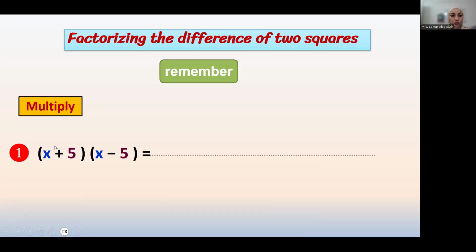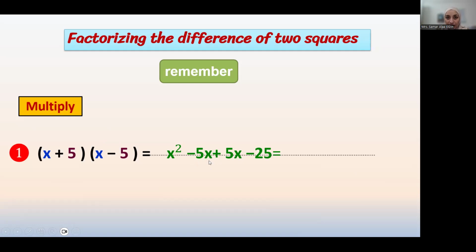That means we start by multiplying x by both terms in the second bracket. x times x is x power 2, and x times negative 5 is negative 5x. Then, as we did with the first term, we do with the second term, which is 5. We multiply 5 times x to get 5x, and 5 times negative 5 to get negative 25. As we see here, we have like terms, negative 5x and 5x.